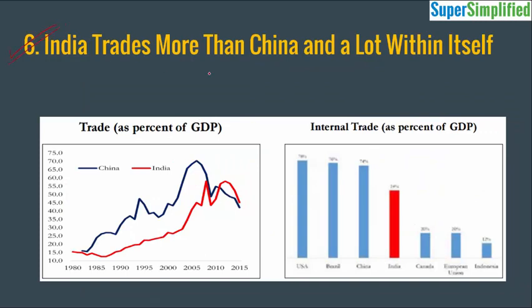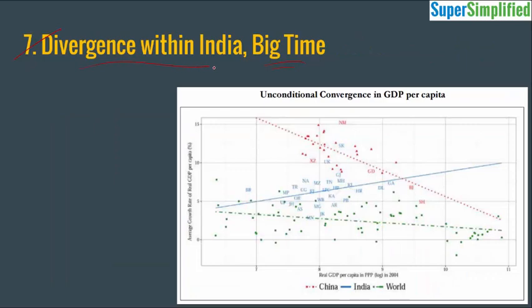Point number 6, India trades more than China and a lot within itself. So here you have 2 graphs. The first one is trade as a percentage of GDP. Here you can see the red line shows India's statistics. So our trade as a percentage of GDP is quite higher than China. So India is kind of an open economy now after the 1991 LPG reforms. And if you see internal trade also as a percentage of GDP, India has a respectable position. If we compare with other countries like USA, Brazil, China, we are at a good position here. So we trade a lot more than China and a lot within ourselves, right? Internal trade.